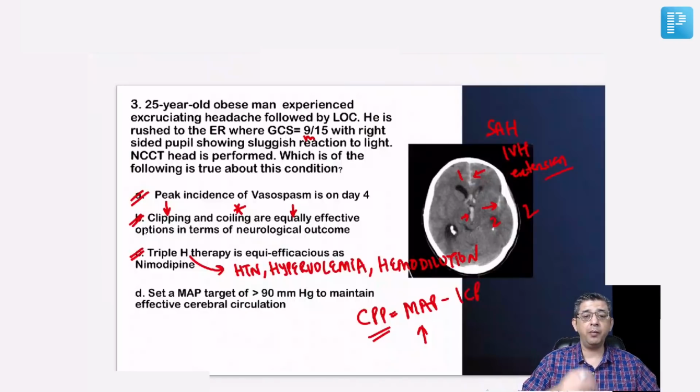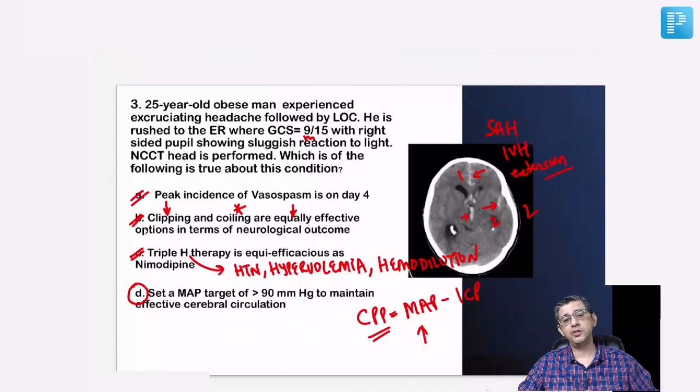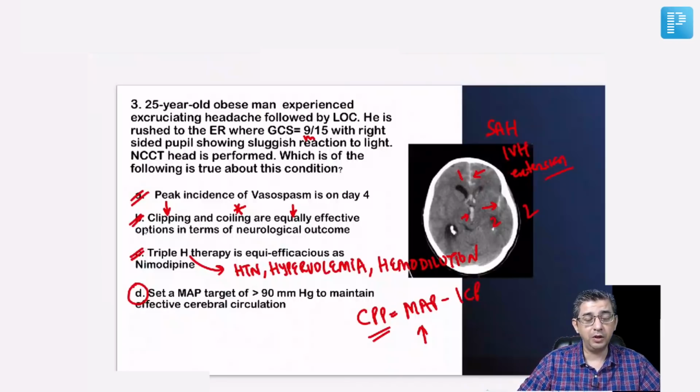D says set a MAP target of 90 millimeters of mercury to maintain effective cerebral perfusion or circulation. This looks like a reasonable statement. The correct answer to this question is option D, and because of very closely matching terminologies, you did have to apply a bit of logic for this particular question.